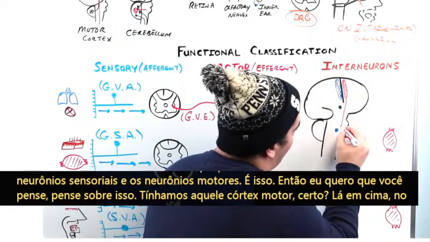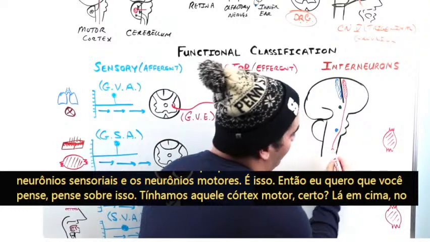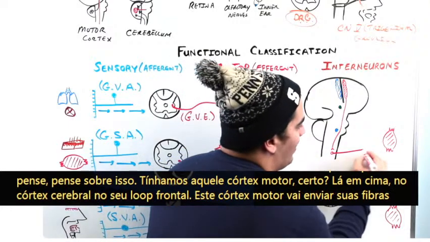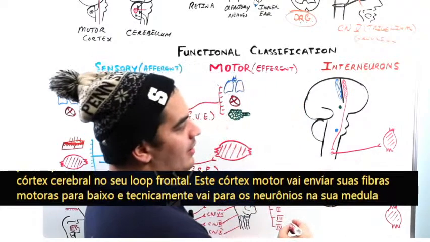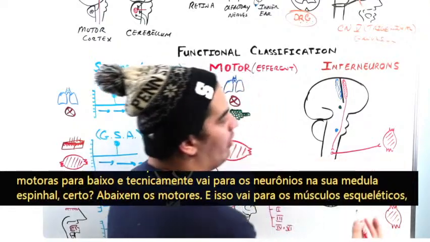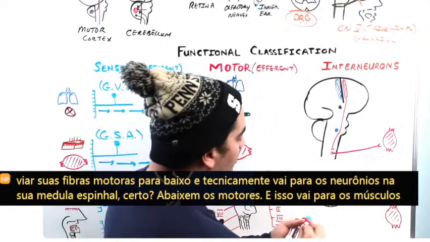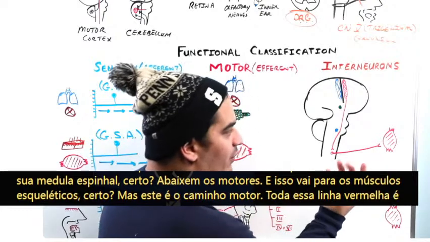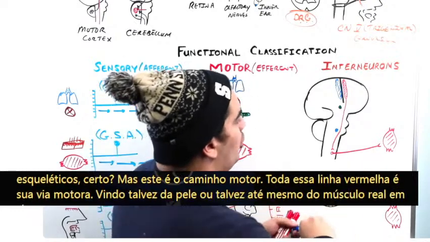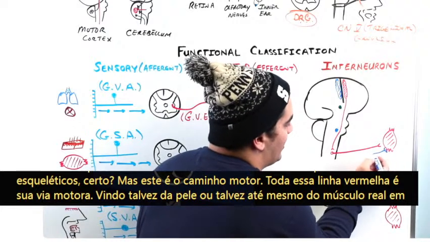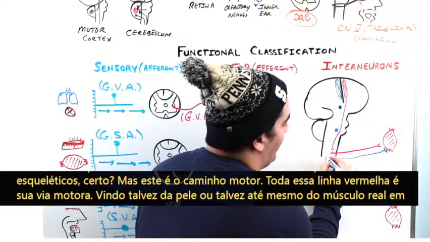This motor cortex is going to send its motor fibers down, and it technically goes to neurons in your spinal cord, right? Lower motor neurons. And that goes out to your skeletal muscles, right? But this is the motor pathway. This entire red line is your motor pathway. Coming from maybe the skin, or maybe even from the actual muscle itself, because you have receptors there as well, you can have these particular sensory receptors that are taking information in.